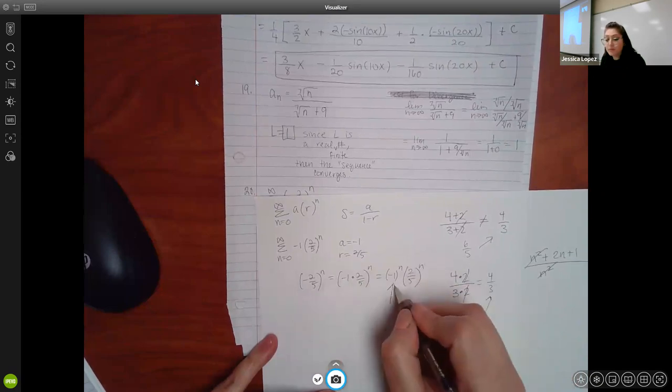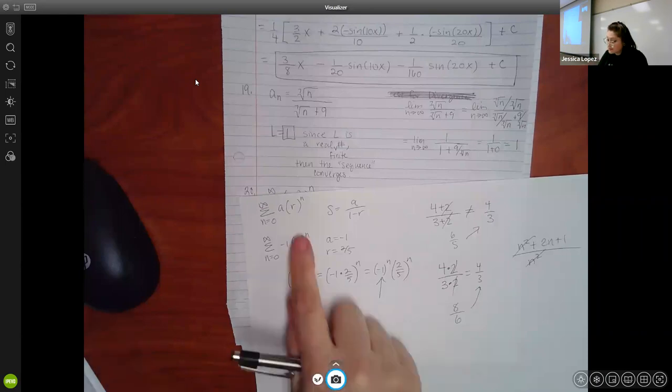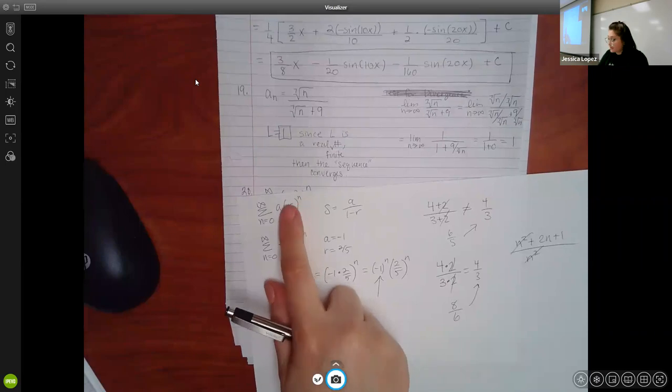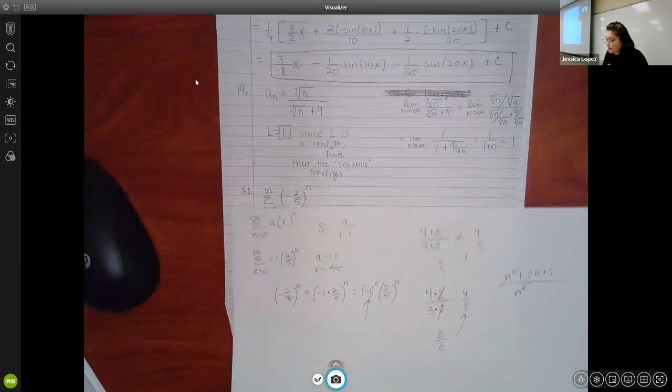And then this guy's not always negative 1, is it? It depends on what n is. If n is an even number, it's actually a positive 1, right? So A cannot be something that's changing. A is a very consistent value. It's the same value all the time. This is the value that's changing, and that's the one that goes in the denominator, okay? So be very, very, very careful with this.